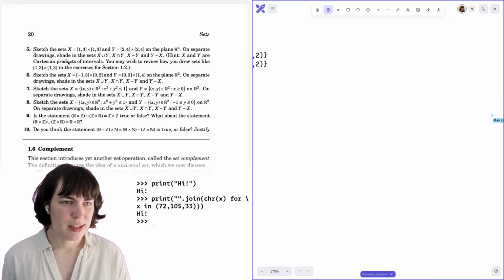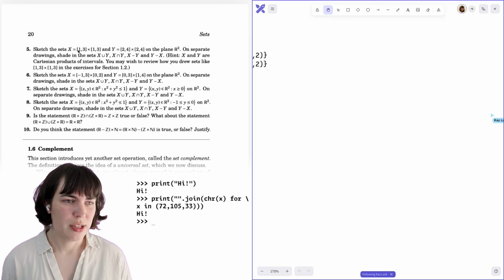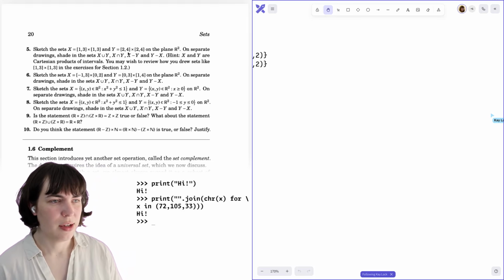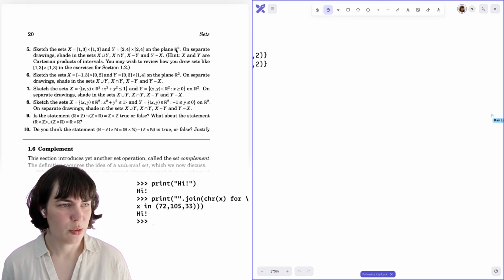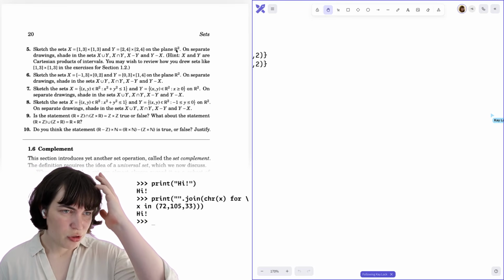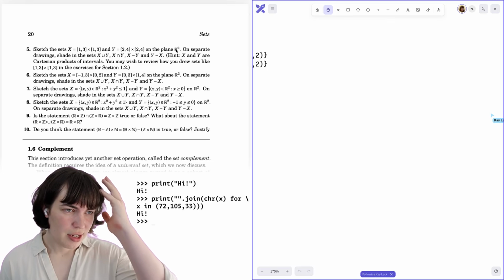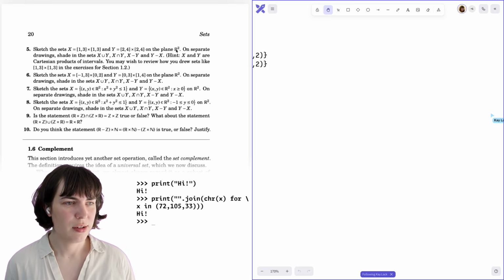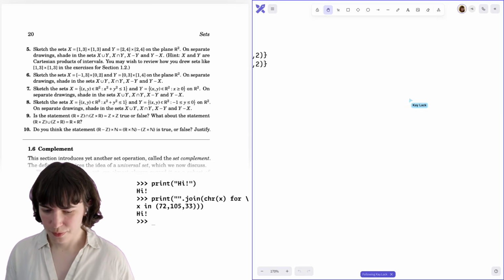5, sketch the sets X is equal to, and then we've got this interval here with a Cartesian product with another interval, and likewise Y on the plane R squared. On separate drawings, shade in the sets X union Y and X intersection Y and X difference Y and Y difference X. Okay.